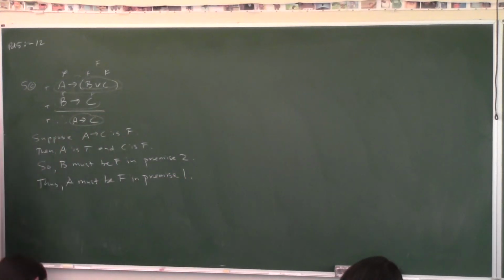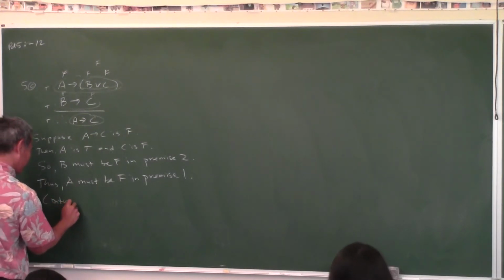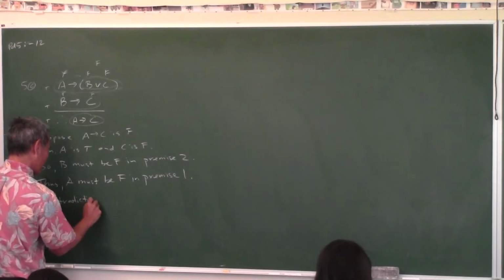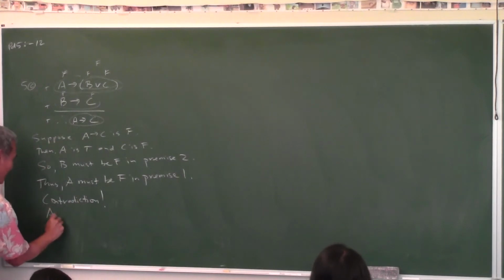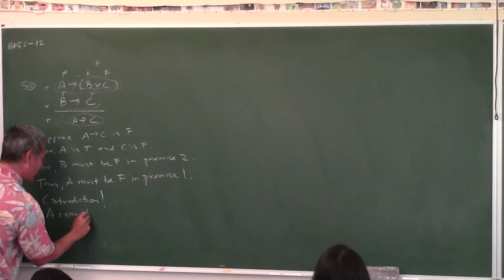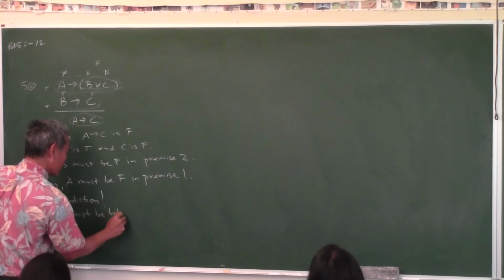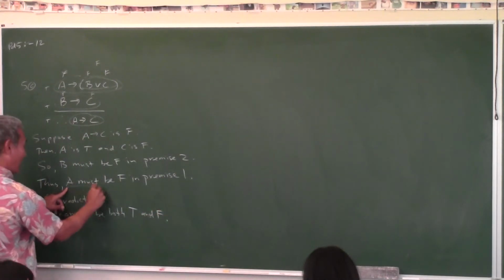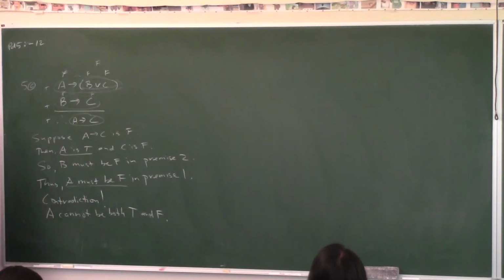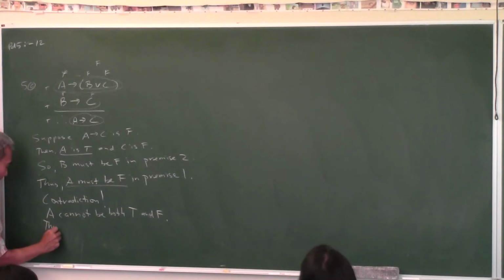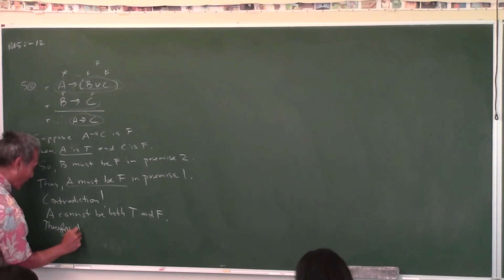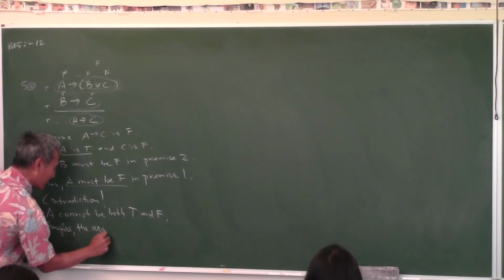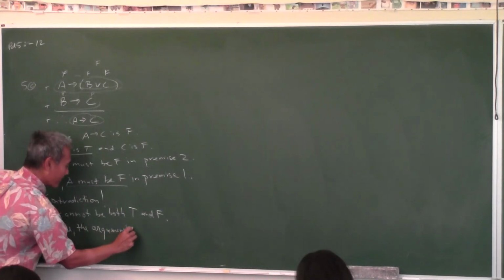Does anybody see a contradiction? A. Yes. So, contradiction! A cannot be both true and false. Because look right here, A must be false, but over here it says A is true. That's the contradiction. Therefore, the argument is valid.